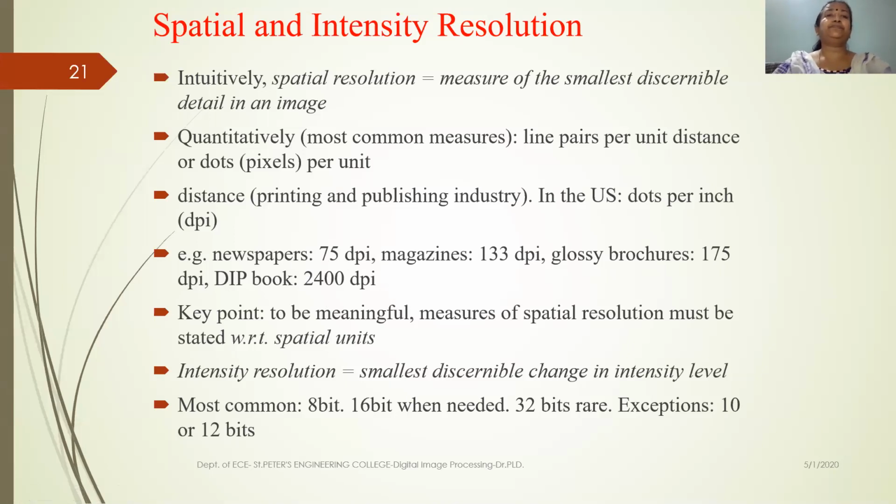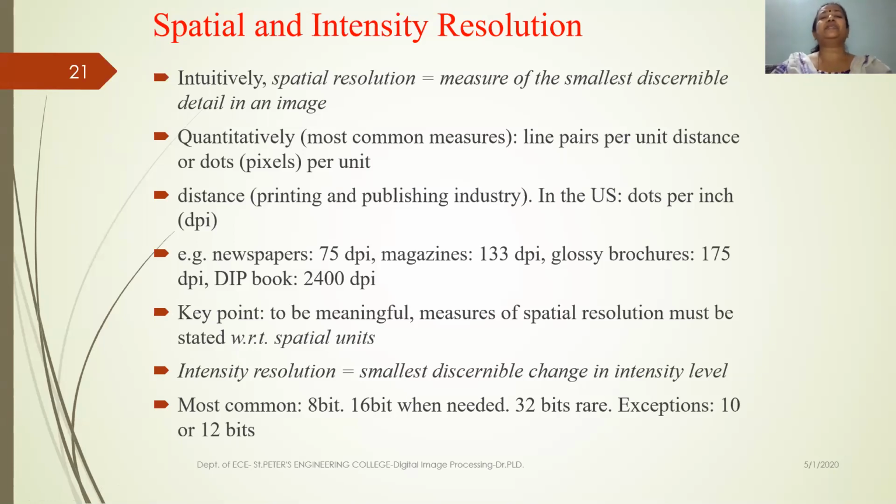So key point to be meaningful here, measures of spatial resolution must be stated with respect to spatial units. So dots per inch or dots per unit, if you are representing the number of dots per unit, that is actually the spatial resolution. And if you go for intensity resolution, that is smallest discernible change in intensity level. That is number of bits per pixel if it is varying, that shows intensity resolution.